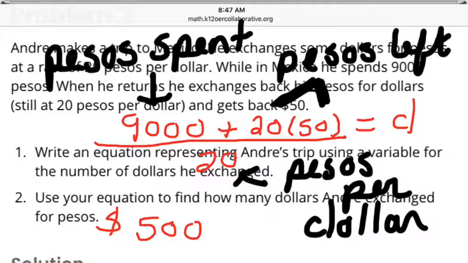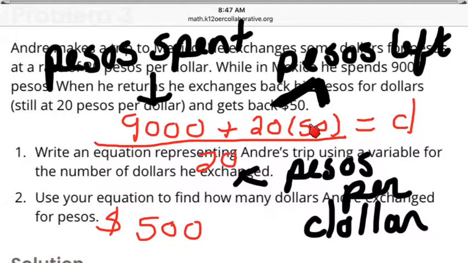Okay, so Andre is exchanging some dollars for pesos, and it doesn't tell you how many dollars, but it tells you that when he was in Mexico, he spent 9,000 pesos, and that he had some pesos left. You don't know how many, but it tells you that when he exchanged them back, he had $50, and you know that every $1 is 20 pesos, so you can figure out how many he had left by multiplying 20 times 50.